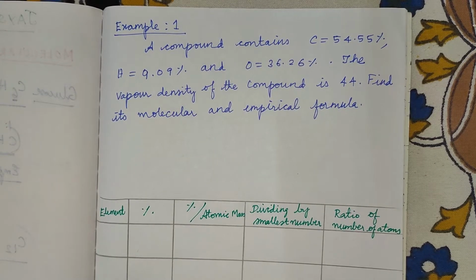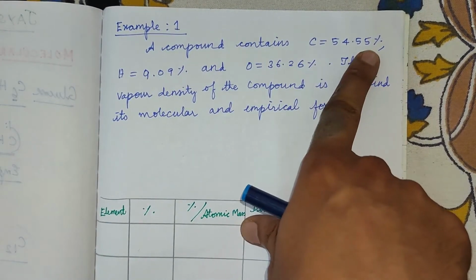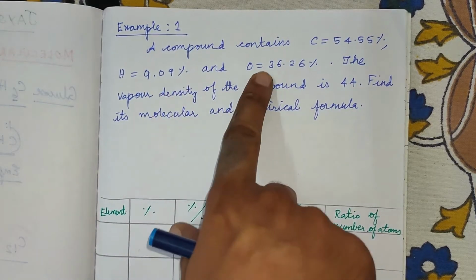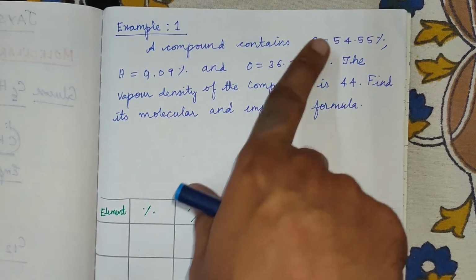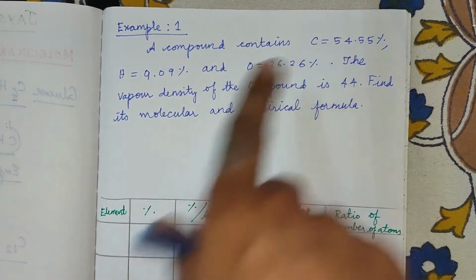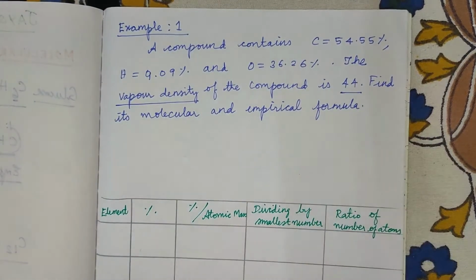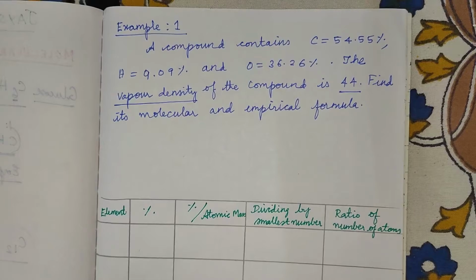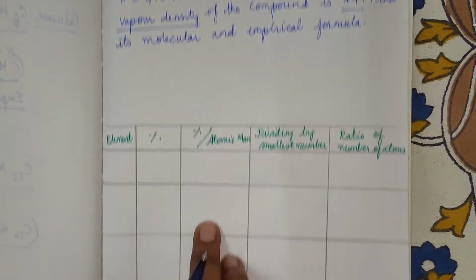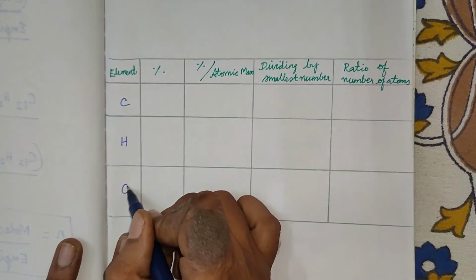Our first example is going to be this problem. A compound contains carbon 54.55%, hydrogen 9.09%, and oxygen 36.26%. So it contains 3 elements, carbon, hydrogen and oxygen, and the percentages are given here. The vapor density of the compound is given as 44. Find the molecular and empirical formula of the given compound. Now we should write the elements here: carbon, hydrogen and oxygen.